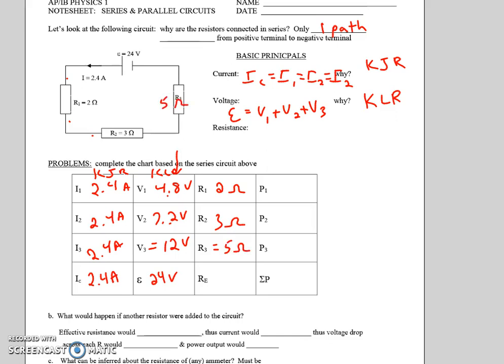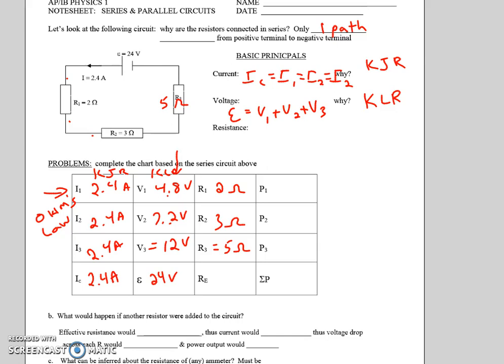So what I want you to understand, I know I'm moving quickly here, is an interplay between Ohm's law for any particular row, and then the junction and loop rule for any particular column.